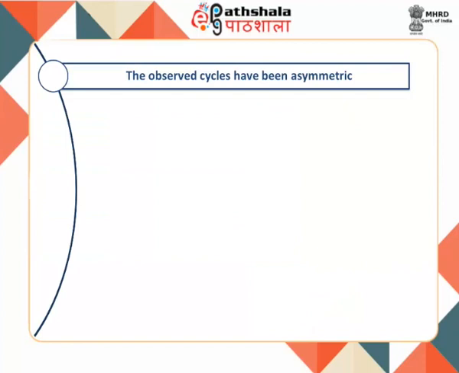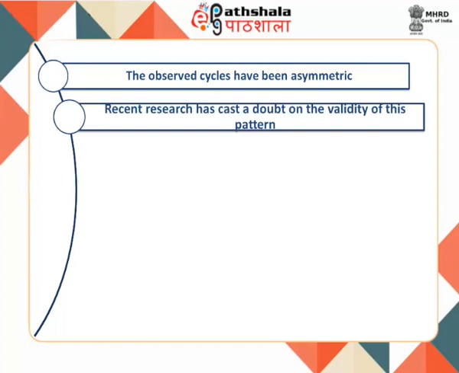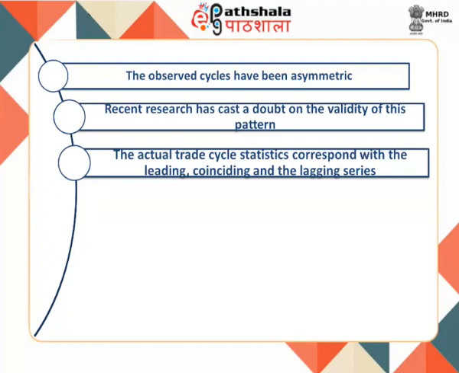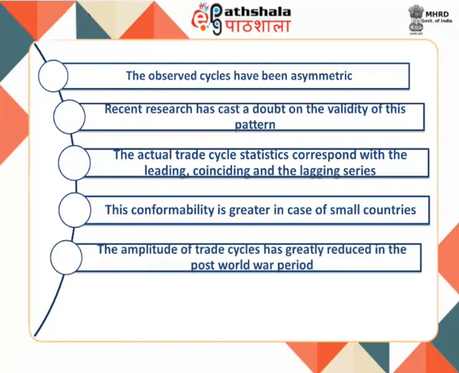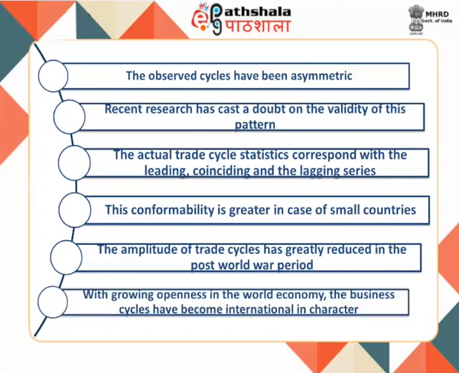The observed cycles have been asymmetric. In the distant past, the velocity of an upswing was found typically lower than a downswing. Recent research has, however, cast a doubt on the validity of this pattern. The actual trade cycle statistics correspond with the leading, coinciding, and the lagging series. This conformability is greater in the case of small countries. The amplitude of trade cycles has greatly reduced in the post World War period. With growing openness in the world economy, the business cycles have become international in character.